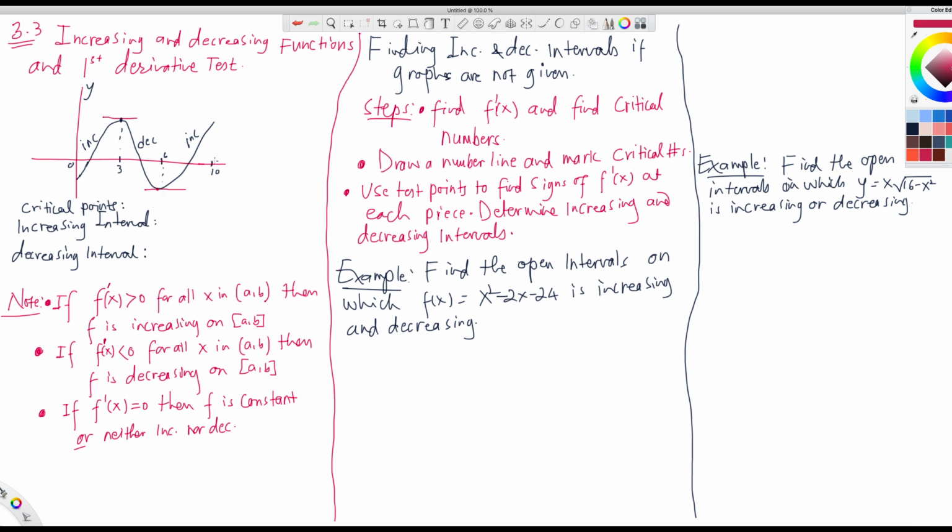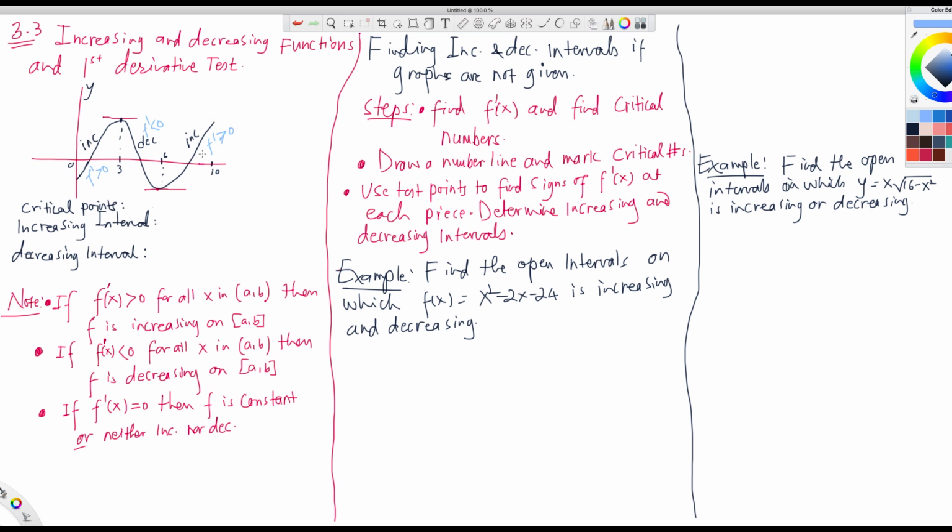Between 6 and 10, the graph is again increasing. An increasing graph means the slope must be positive, meaning the derivative must be positive there. So how can you write that? f prime is positive here, f prime is negative here, and f prime is positive again. This is how we use the derivative or the slope to find where the function is increasing and decreasing.